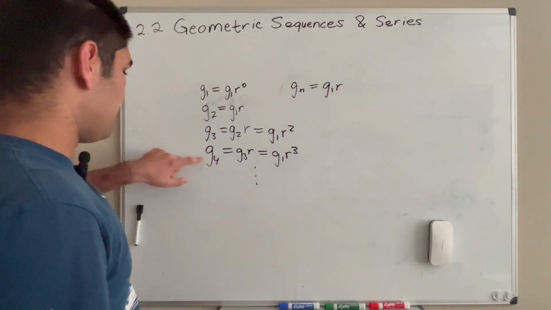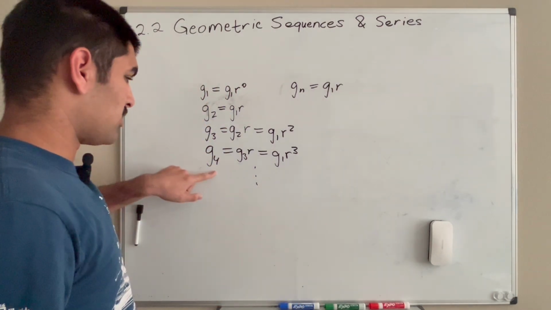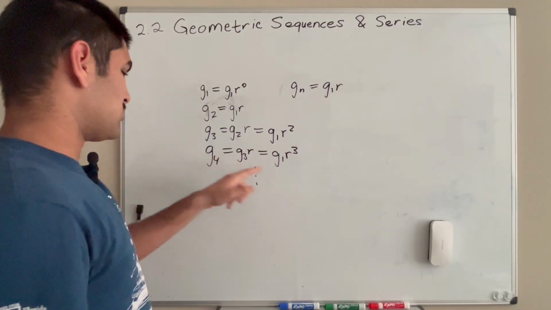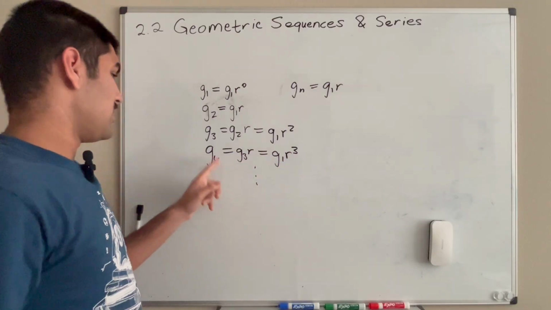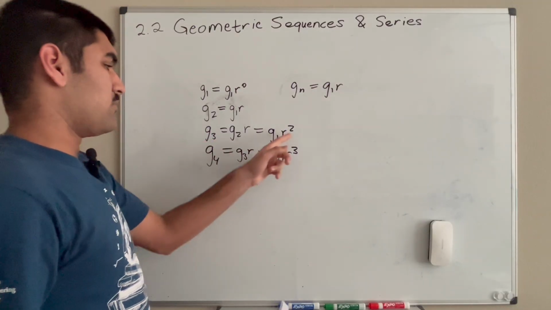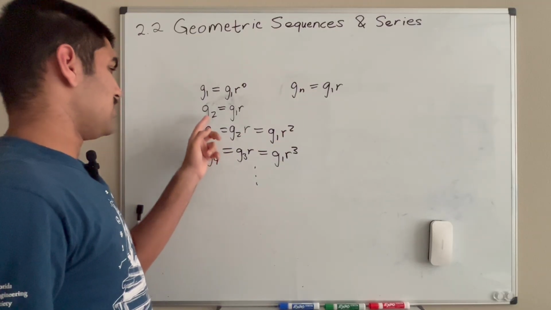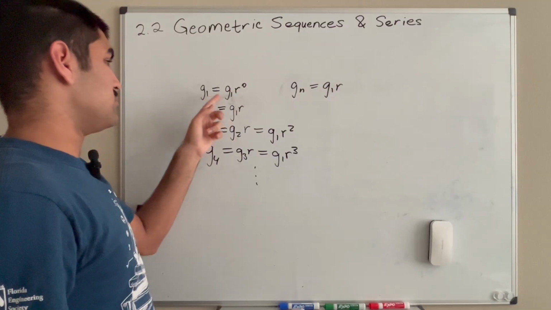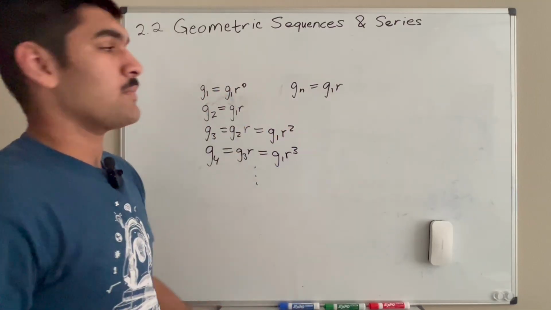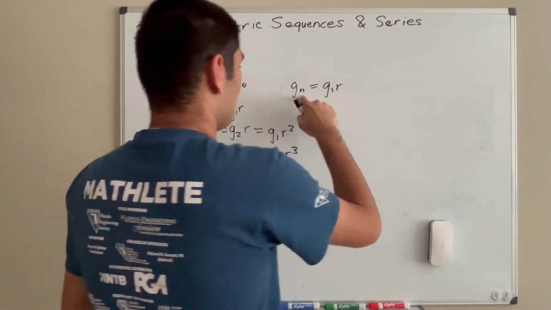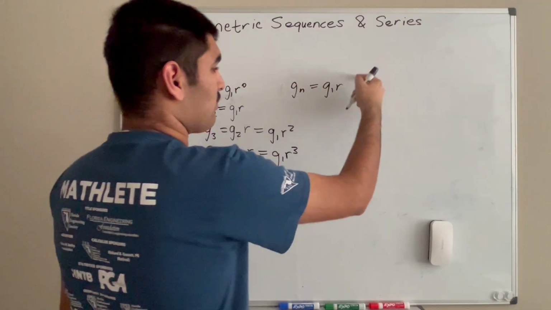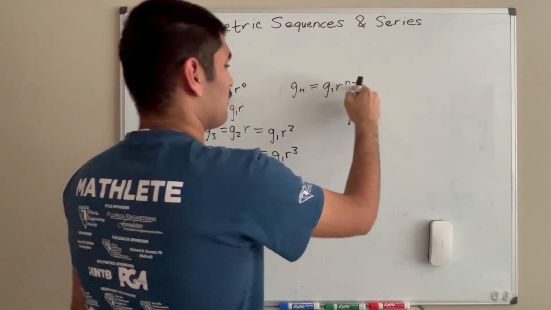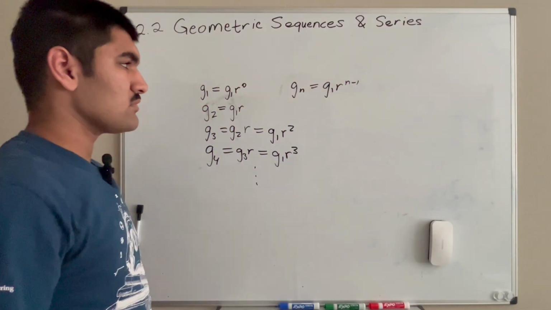Well, notice if it's G sub 4, the fourth term, then the power of R is 3, which is exactly 1 less than 4. Similarly, here is G3, the power on R is 2, which is 1 less than 3. G2, the power on R is 1, which is 1 less than 2. And then here is G1, so the power is 0, which is 1 less than 1. So it seems that if we have the nth term, then the power of R is just n minus 1.